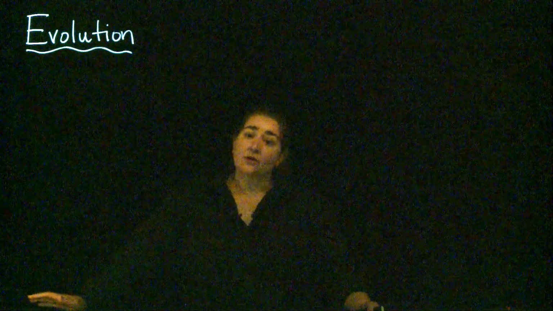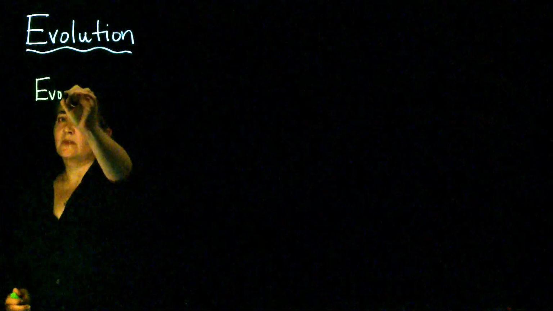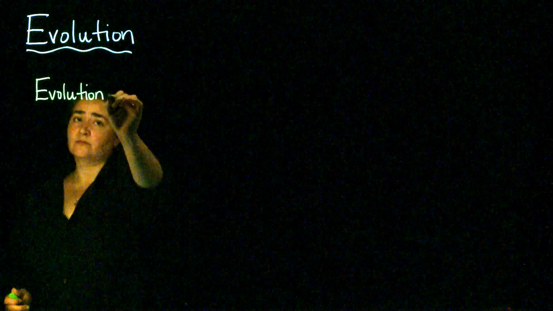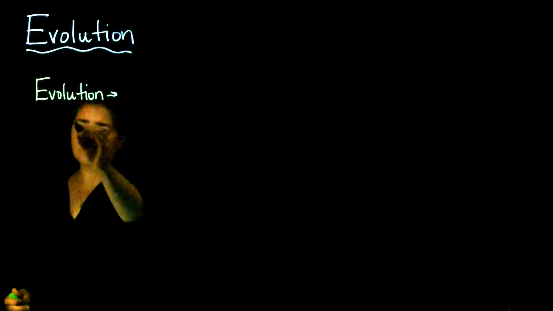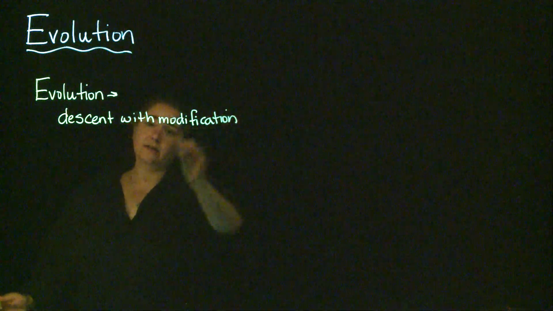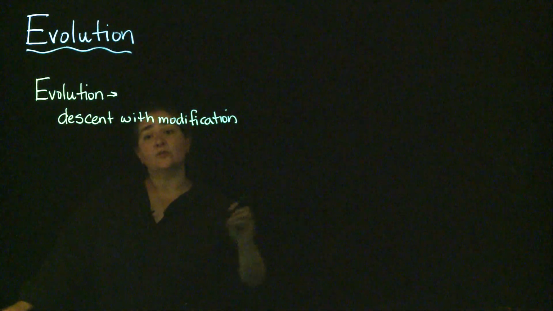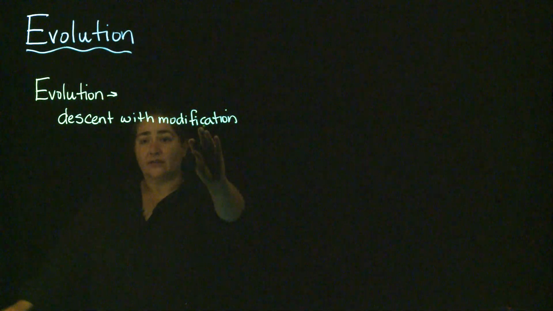All right. I know this topic can be a little controversial for some people. I would like you to try and keep an open mind. We're going to talk about evolution, and what we're really talking about with evolution at a very basic level is descent with modification. What I mean by that is there are genes that are passed on from generation to generation. As those genes are passed on, they're modified, okay?